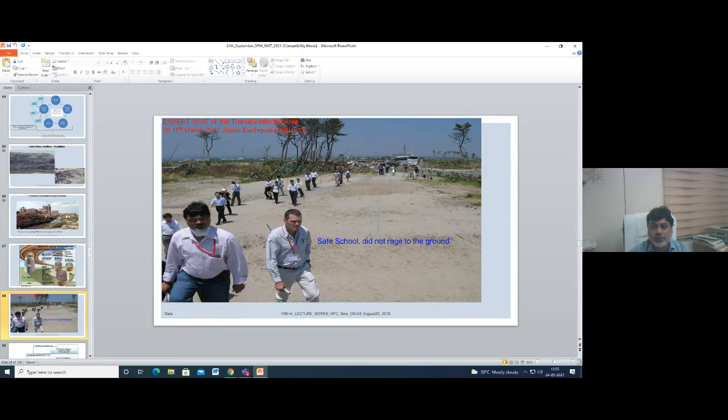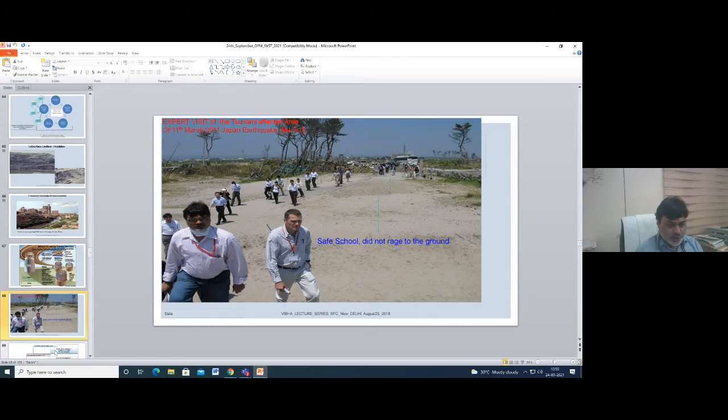And it is well said that earthquakes do not kill people. It is the structure that kills people. If the structure is good, if the structure and infrastructure are earthquake resilient, then the loss will be minimum or negligible, and we can save huge economic losses and reconnaissance losses.